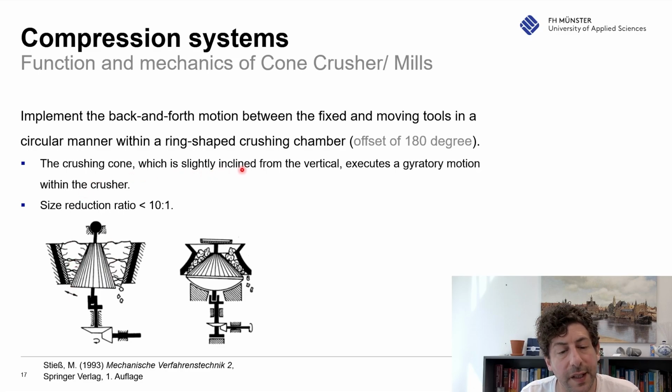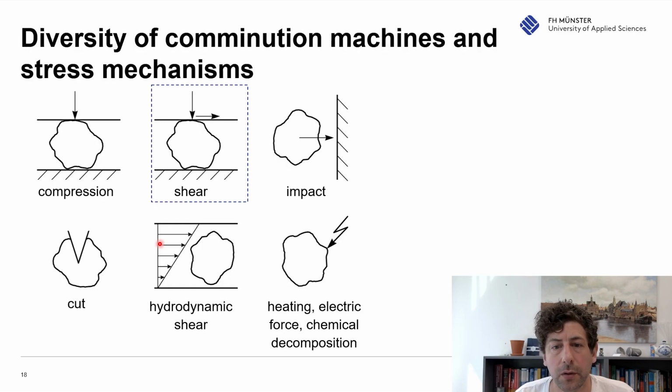The crushing cone, which is slightly inclined from the vertical, executes a gyratory motion with the crusher. And this gives continuous flow through the system. And in size reduction ratio, this is a little bit better. So 10:1, and it's also more used with smaller materials compared to the jaw crusher, for example. Okay, let's have a look into different mechanisms, and then we can talk about shear.